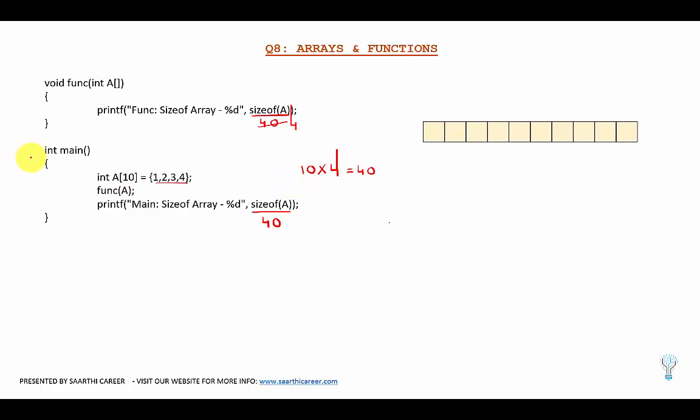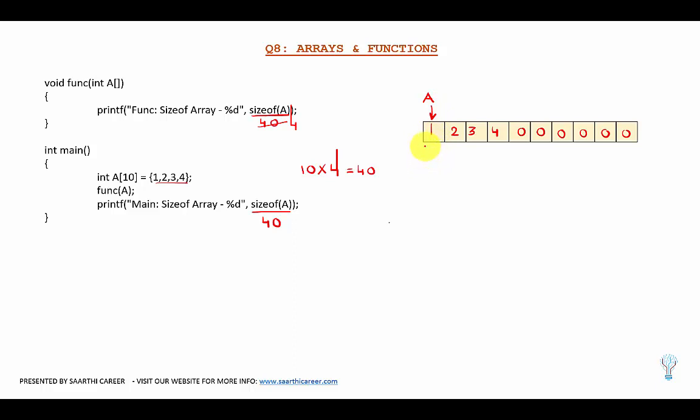So we know that the execution starts from main, and here we see that there are 10 elements in the array, which is the first 4 elements being 1, 2, 3 and 4, and the rest of the elements will be filled with 0. Now this is what my array A looks like. The name of the array, in this case A, is a constant pointer which points to the starting element of the array. We know that 1 is the starting element of the array, so A is pointing to 1.